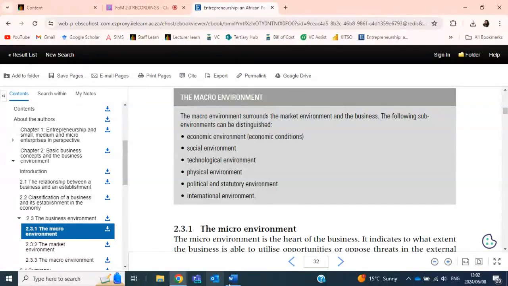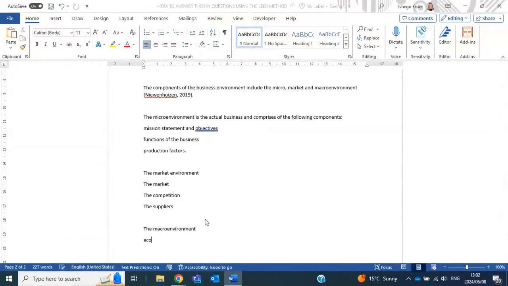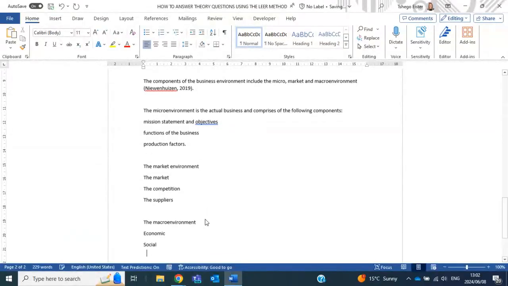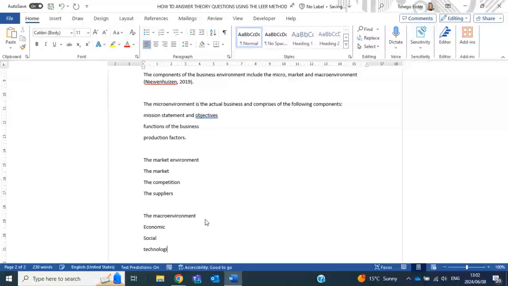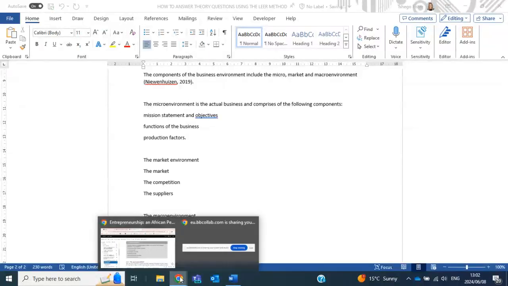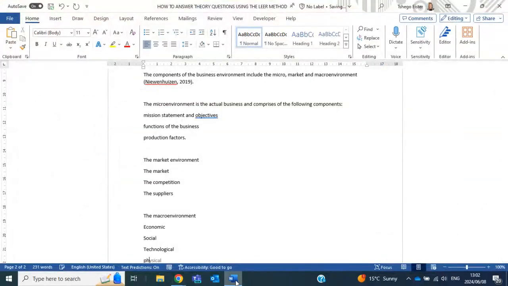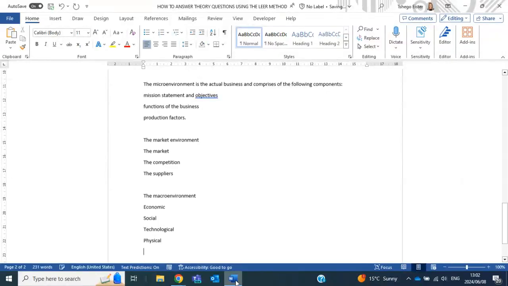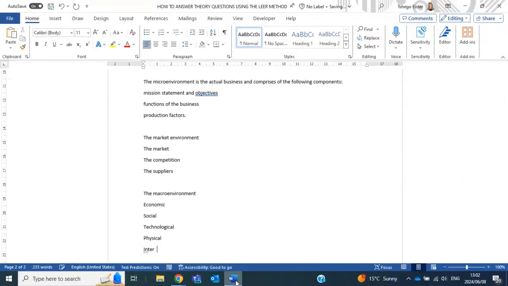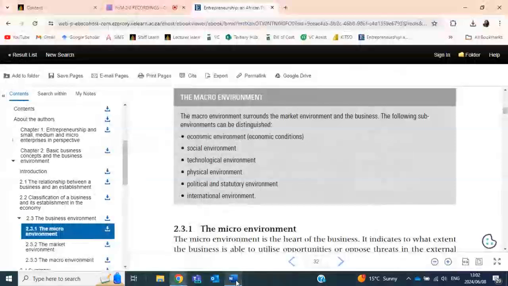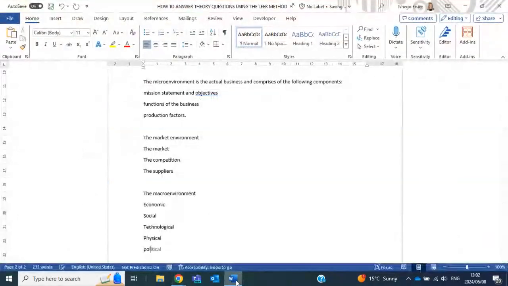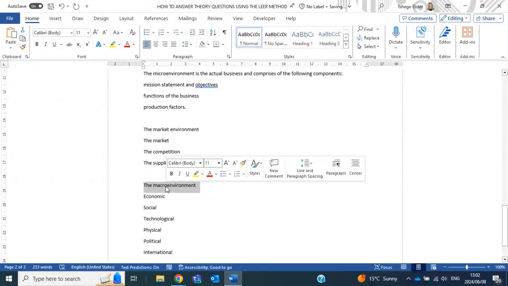So it's the economic environment, social, technological. Then we've got physical, political, and international. So what we've done here is we've basically just listed, right?